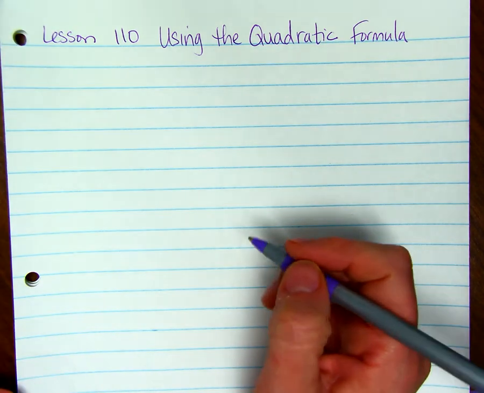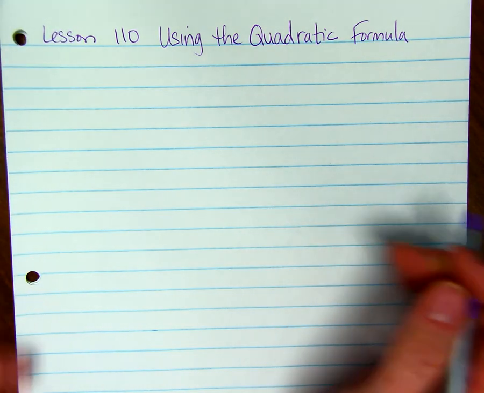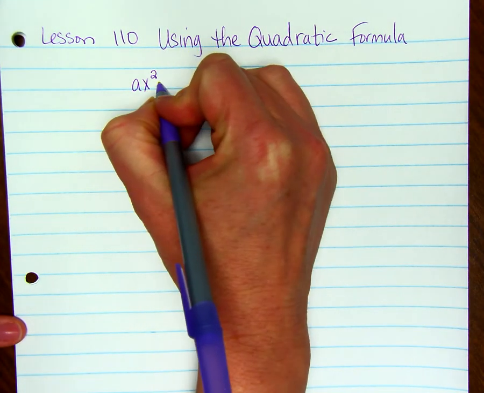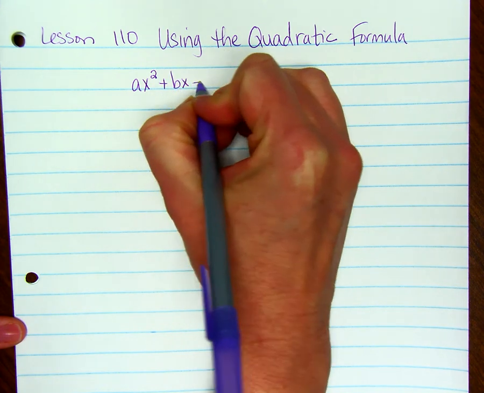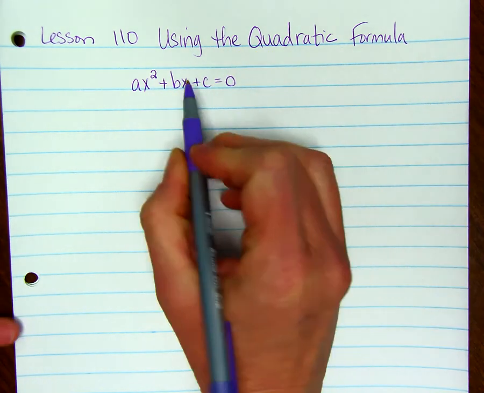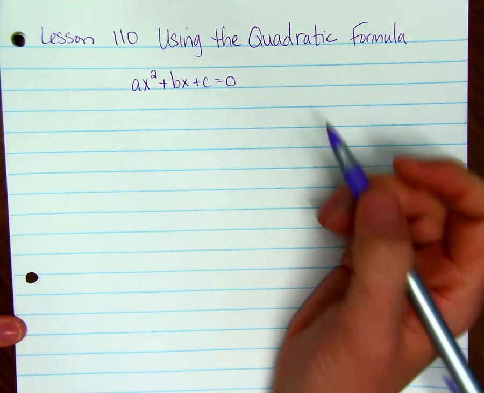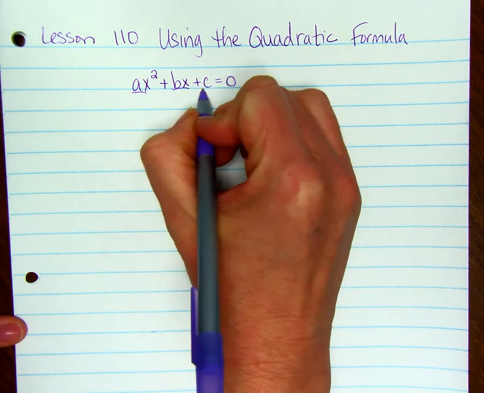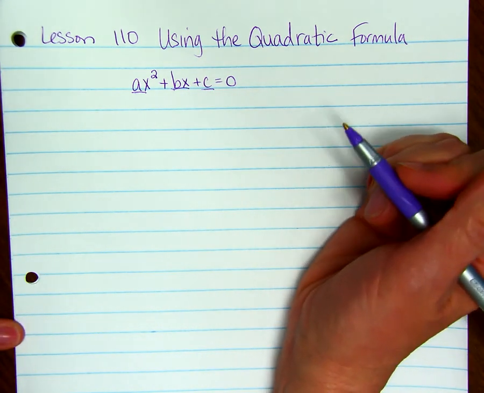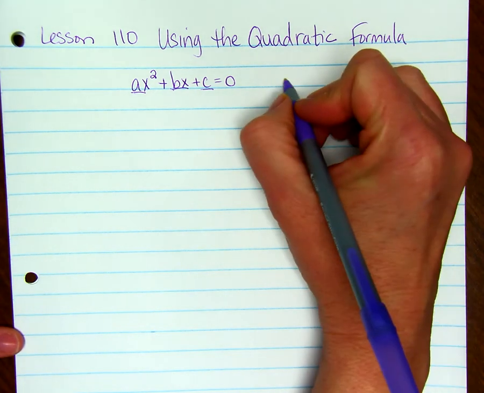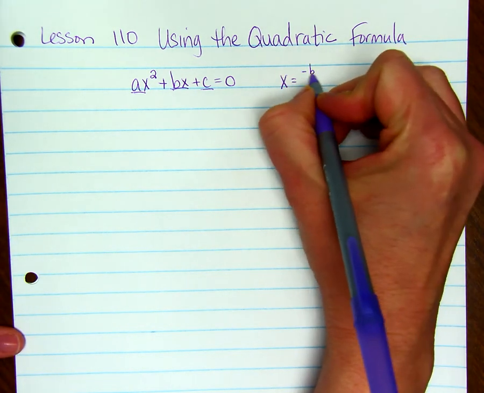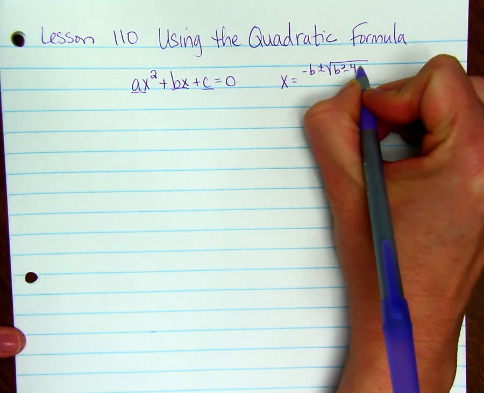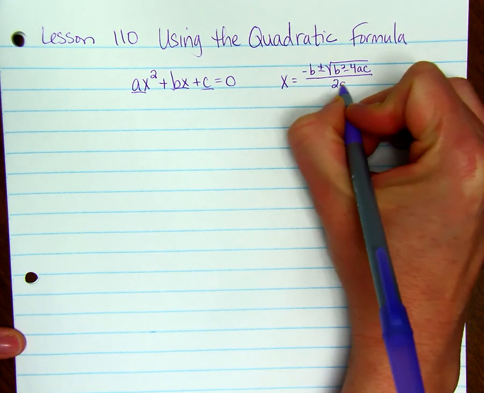Lesson 110, using the quadratic formula. When we have a quadratic equation, we're going to have a variable that has a squared in it, like this x squared. We want to set it equal to 0. So the letter A is a coefficient of x squared, B is a coefficient of x, and C is the constant. So we can solve for x by using the formula x equals negative b plus or minus the square root of b squared minus 4ac all over 2a.